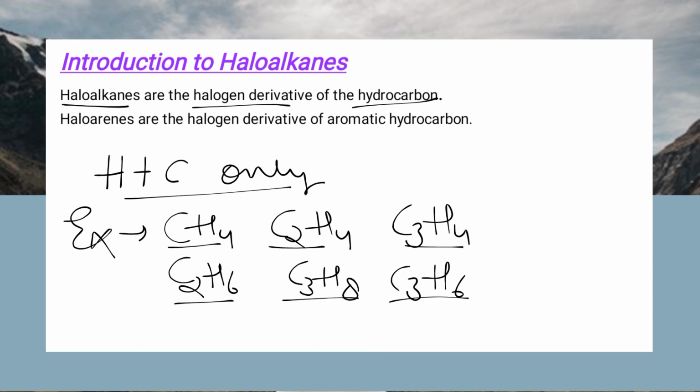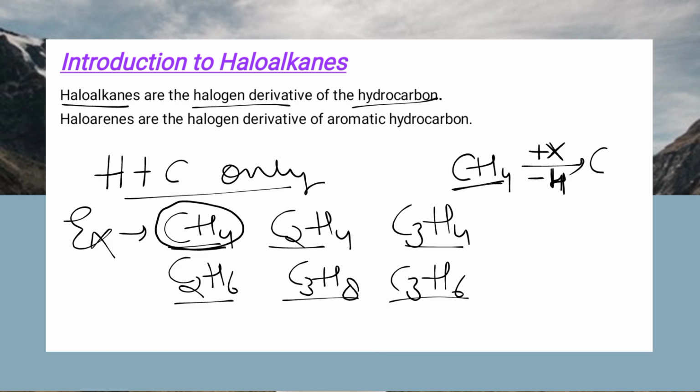Now, if a hydrocarbon reacts with a halogen and loses its hydrogen, it makes CH3X. The compound which is formed is a haloalkane.